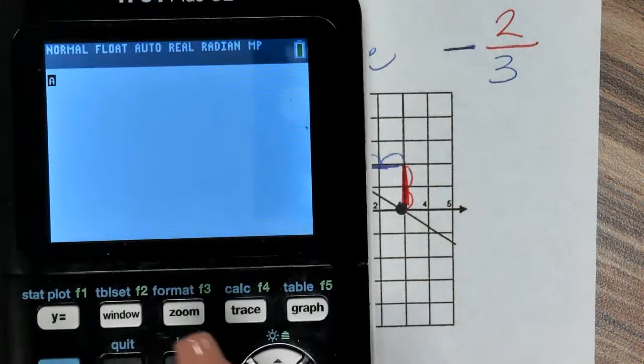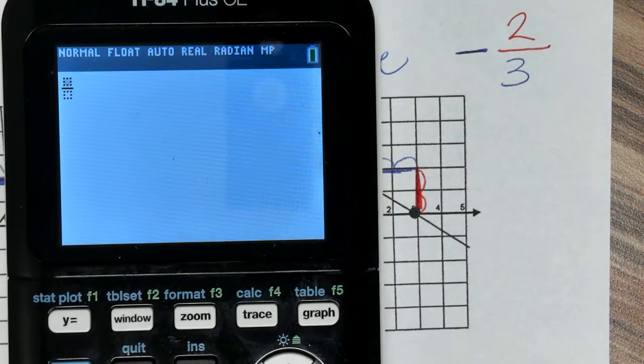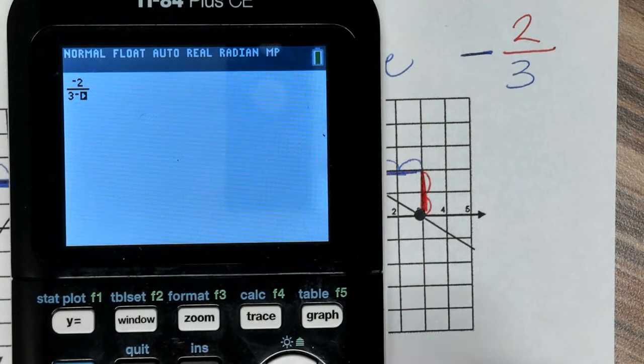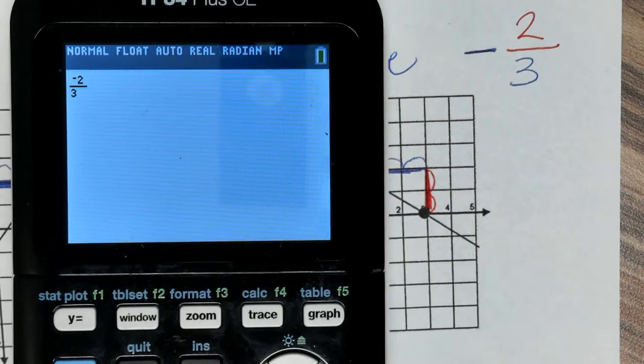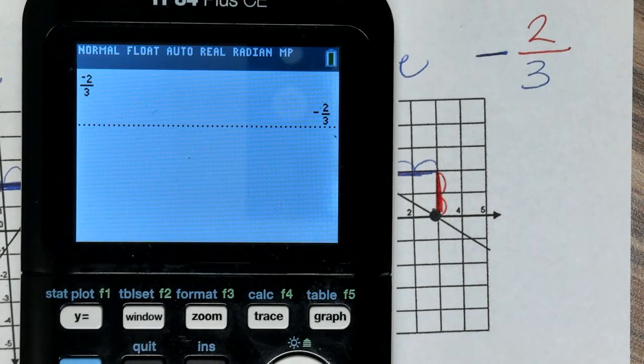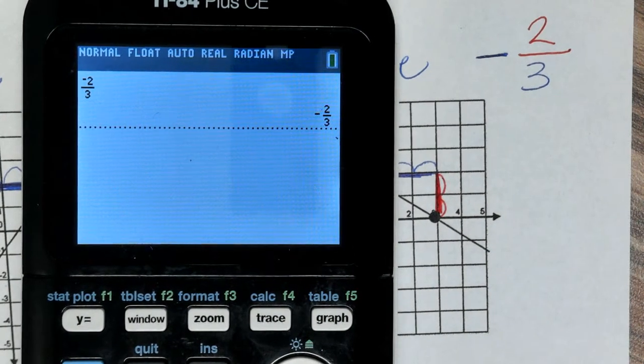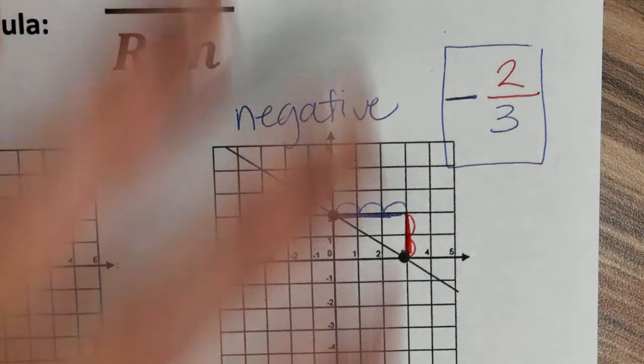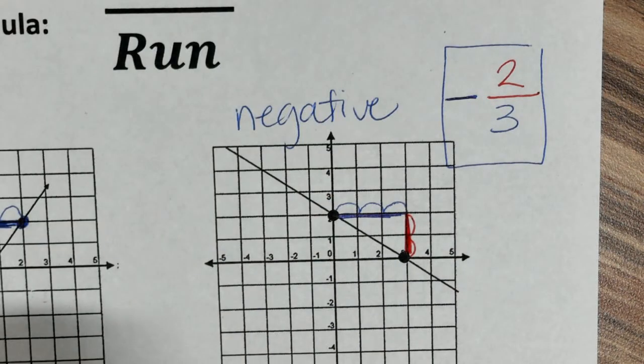Now the last thing you need to do is see if you can simplify that in your calculator. So go to alpha y equals 1, put in negative 2 over 3, hit enter. Will it simplify? Yes or no? Nope. So that's my final answer. I have a rise of negative 2 and a run of 3.